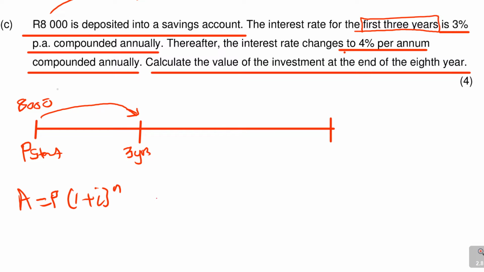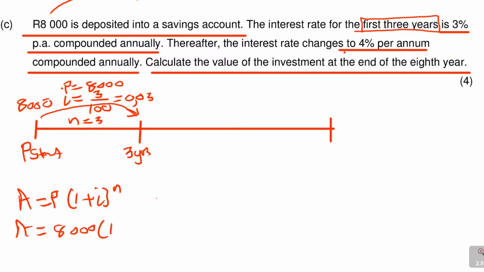So now let's do everything here. What is my P? We said P is 8,000. And then what is my i? You divide 3 over 100, which is 0,03. What is my n? n is 3 years. You see that? So we come here and say A is equal to P, which is 8,000, (1 + 0,03) to the power of 3. So we are looking at the first 3 years for now.